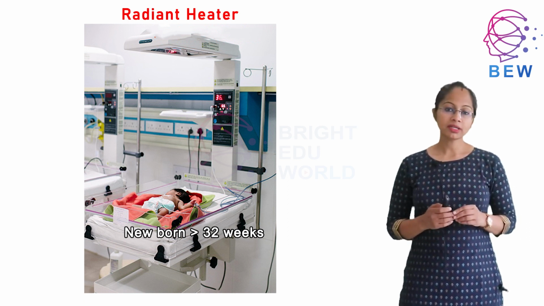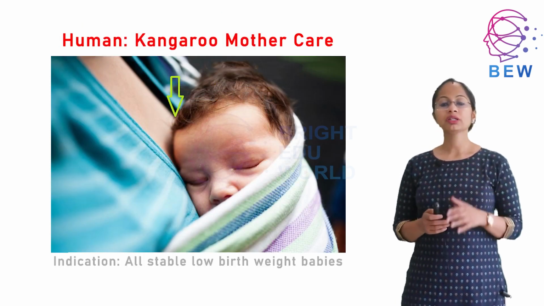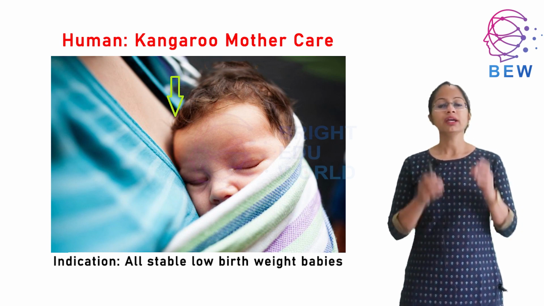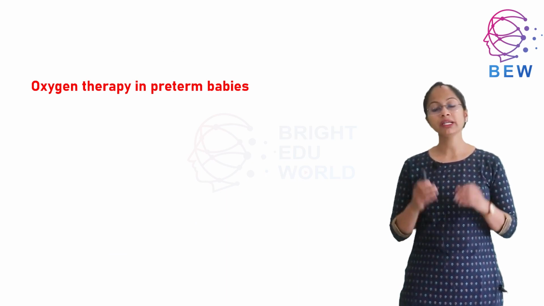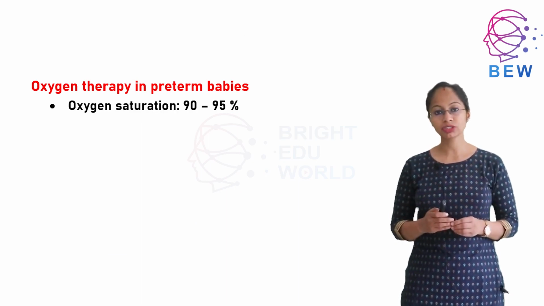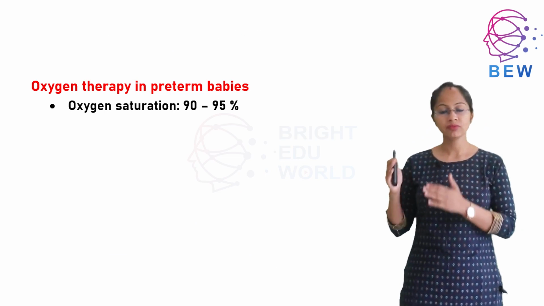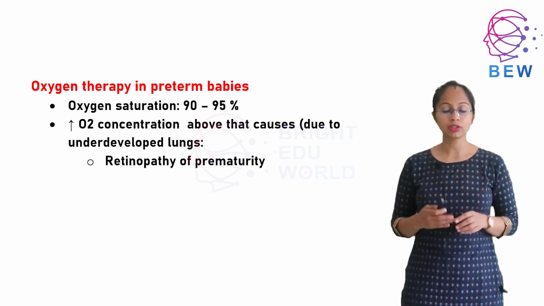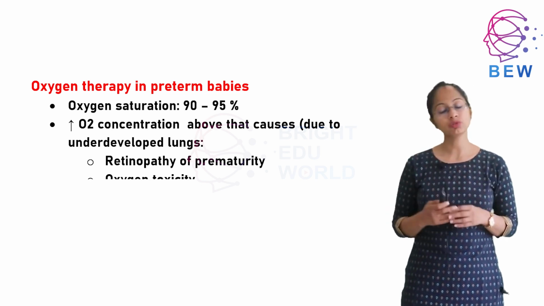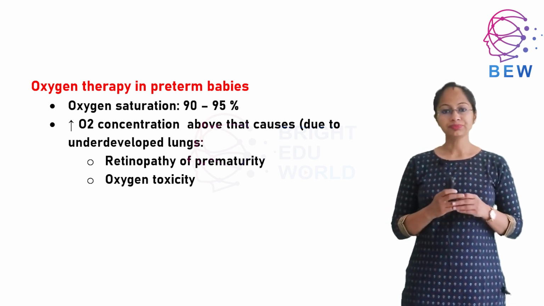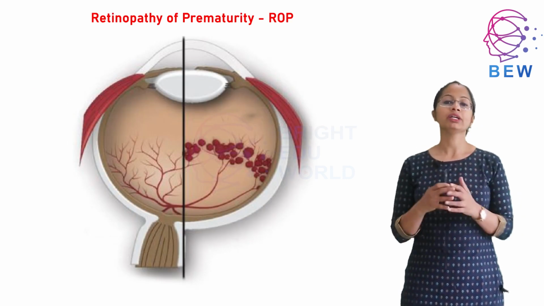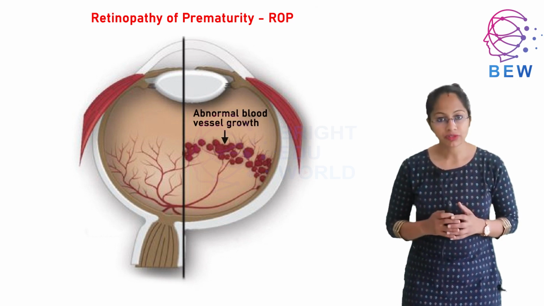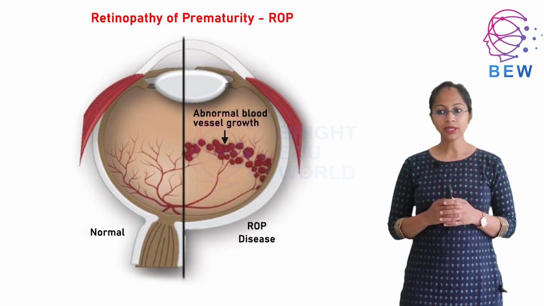Also, next important part is the kangaroo mother care to be given in all the stable low birth weight babies. Okay, in the preterm neonates, you have to maintain their oxygen saturations between 90 to 95%. So these are the target limits, above which there are high chances of retinopathy of prematurity and oxygen toxicity. Okay, now when we talk about the retinopathy of prematurity, students, this is the vasoproliferative disorder of the retina.